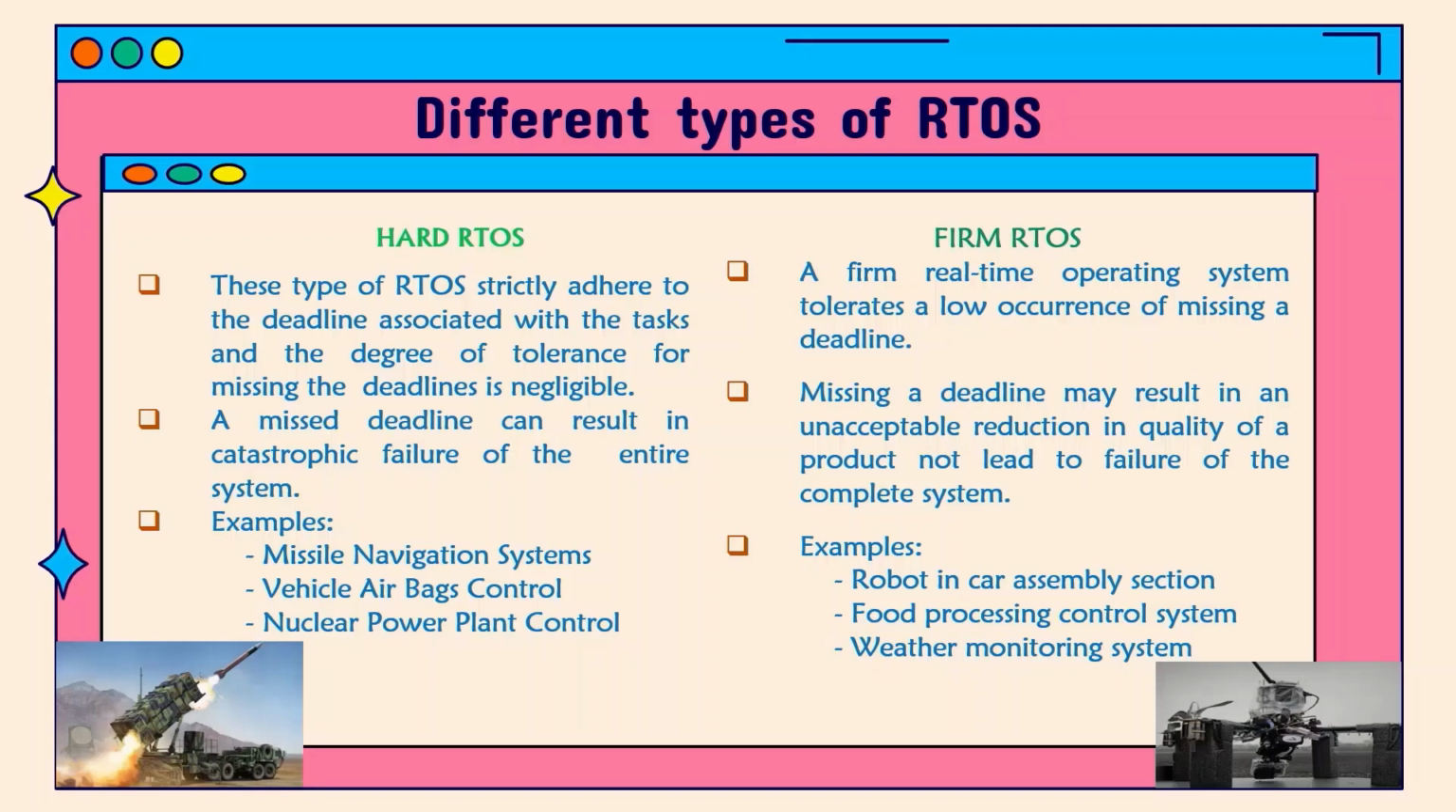So what is a firm RTOS? A firm real-time operating system tolerates a low occurrence of missed deadlines. Missing a deadline may result in an unacceptable reduction in the quality of the product or the system, but does not lead to the failure of the complete system. Examples are robots in a car assembly section, food processing control systems, weather monitoring systems.